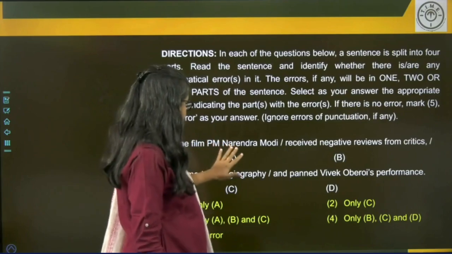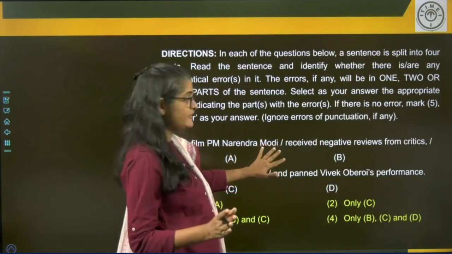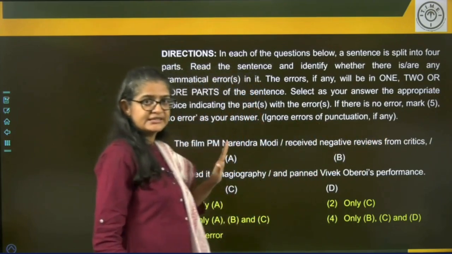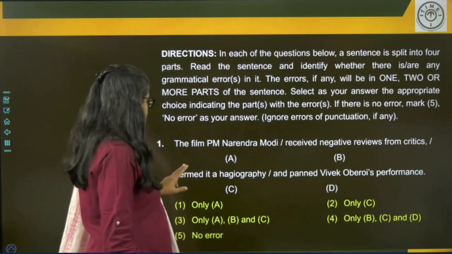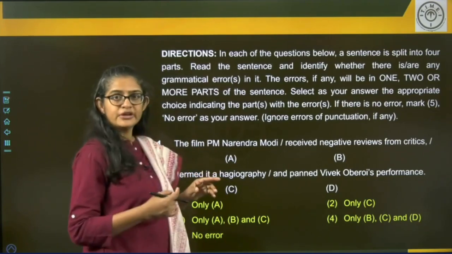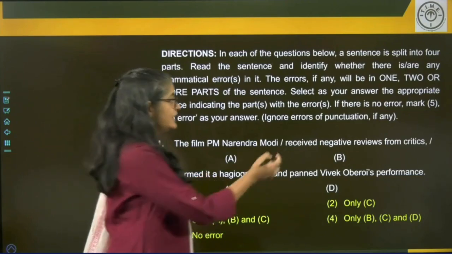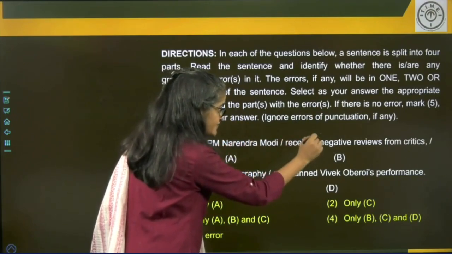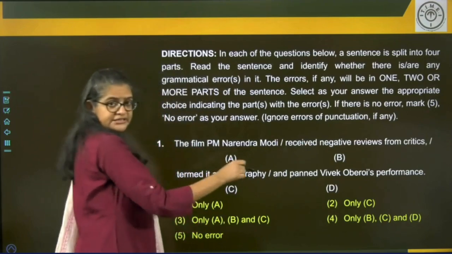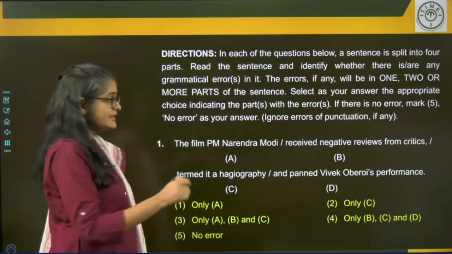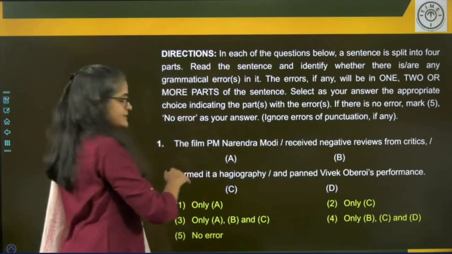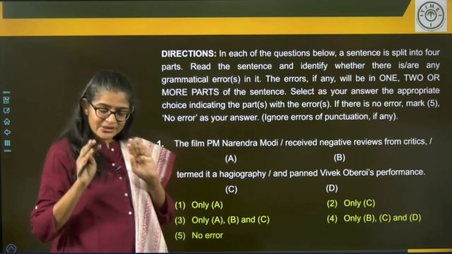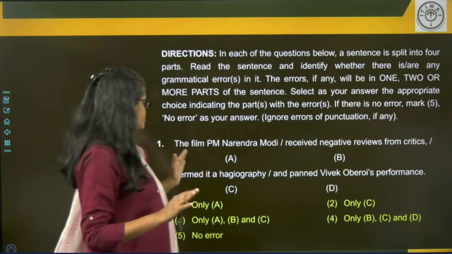The film P.M. Narendra Modi, nothing wrong there, received negative reviews from critics. No mistake there. Termed it a hagiography. Who termed it a hagiography? Critics. So can we just say received negative reviews from critics termed it a hagiography? No. There is no connection between this part. I will not use any heavy grammatical terms here. Clause, phrase, we don't need any of this. Just look at the logic.